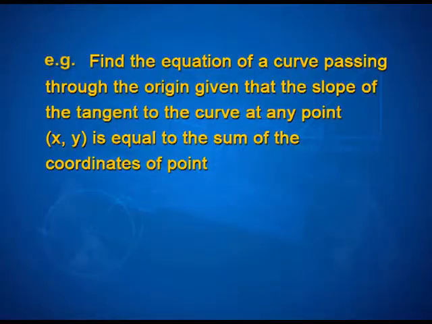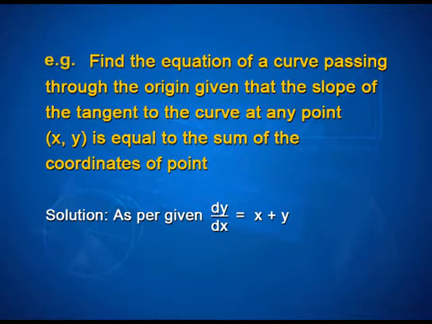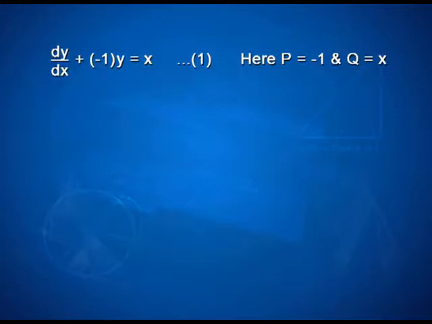Now, let us discuss one example based on this method. Find the equation of a curve passing through the origin, given that the slope of the tangent to the curve at any point x, y is equal to the sum of the coordinates of the point. For the solution, as per the given condition, dy upon dx is equal to x plus y. Therefore, dy by dx plus minus 1 into y is equal to x. Take this as equation 1, and p is equal to minus 1 and q is equal to x here.